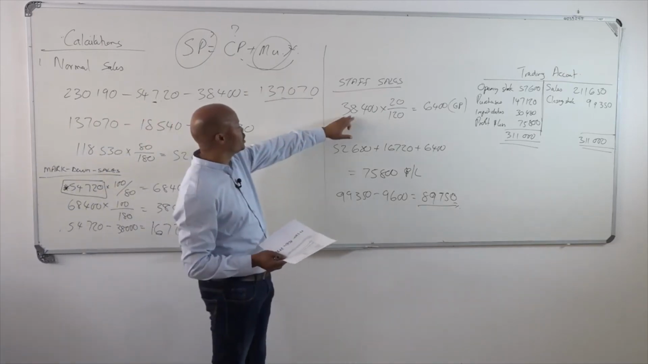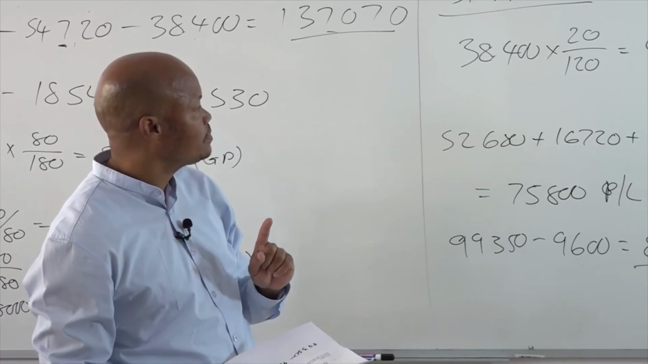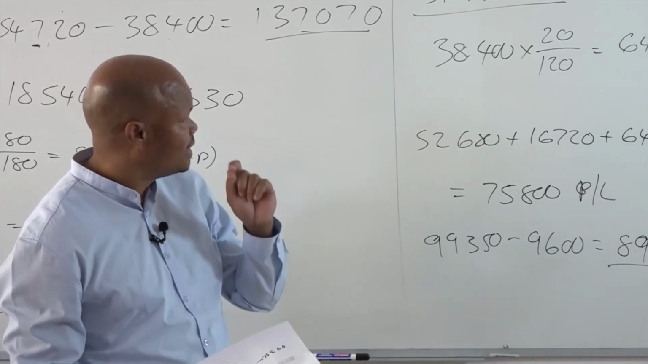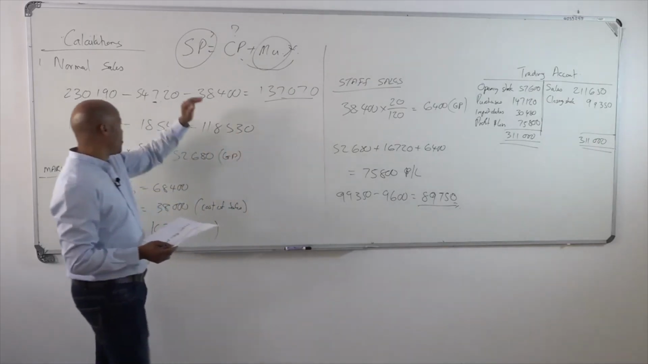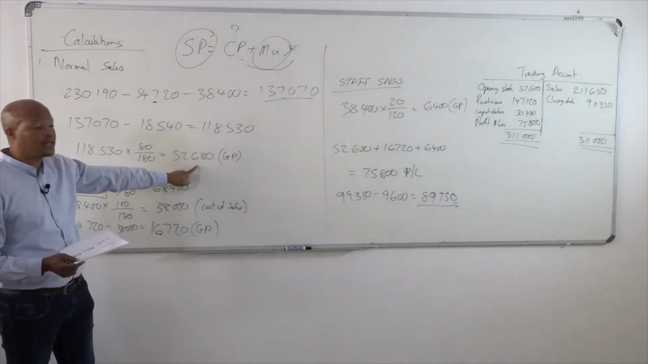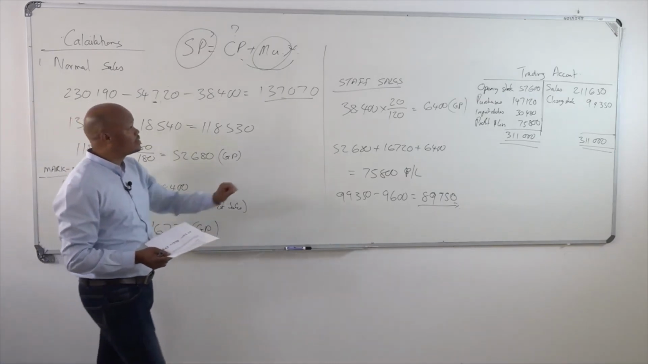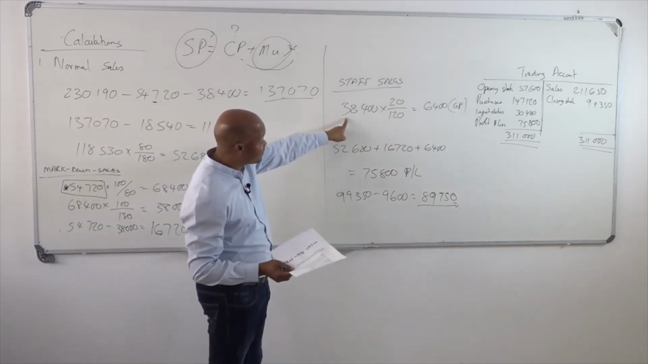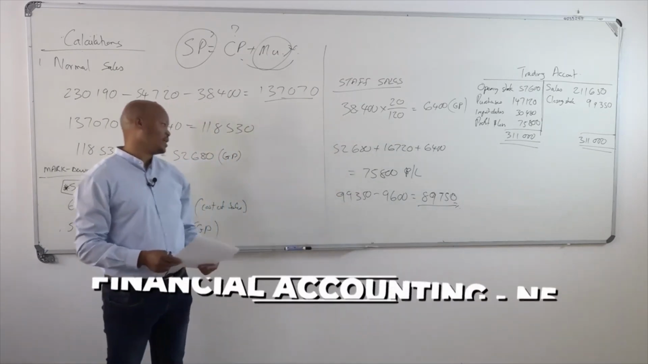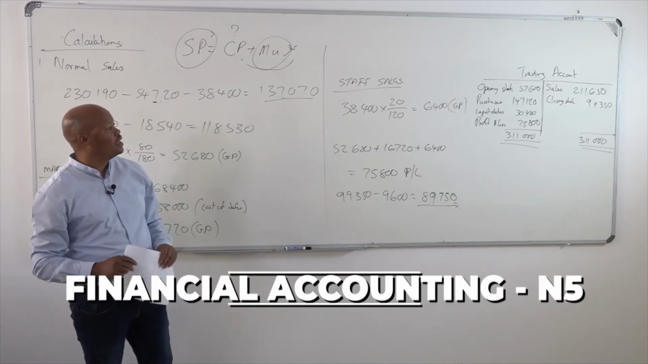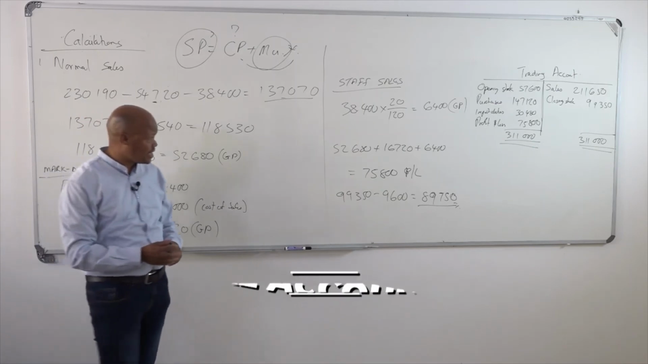And the last calculation, your staff sales, it's 20%. 20 over 120 gives us now 6,400. We add GP from normal sales, GP from markdown sales, GP from staff sales, and it gives us 75,800. Now, once you've done the calculation, you now complete your trading account.